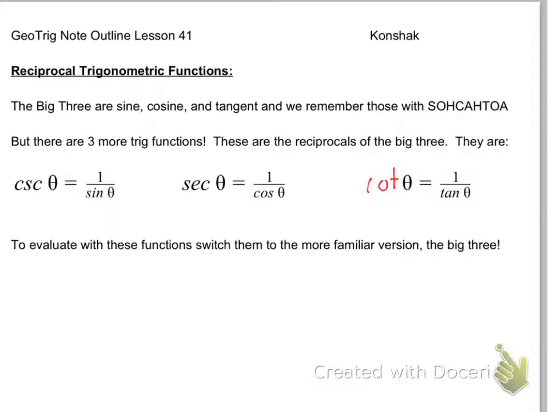Okay? And then these work just like all the rest of the ones you've done, where all you're doing to evaluate with these functions is to switch them to the more familiar version of the big three, and then once you're in the big three, you can evaluate using SOHCAHTOA, using the rules of order of operations, and all the rules that you know how to simplify by, then you're going to be fine. COT, yes. Cotangent theta. So we got cosecant, secant, and cotangent of theta.